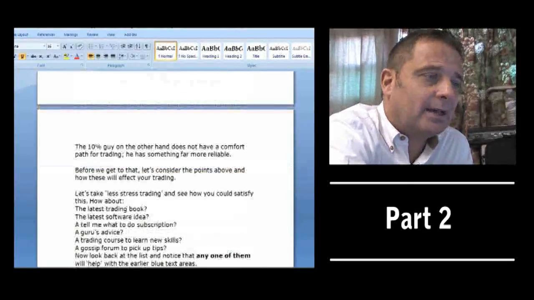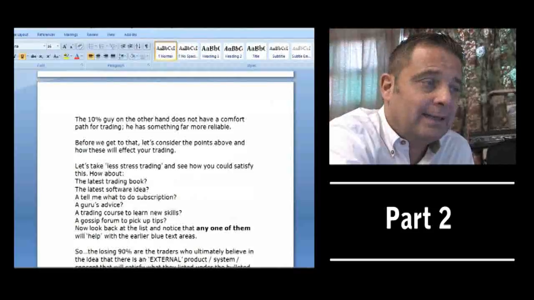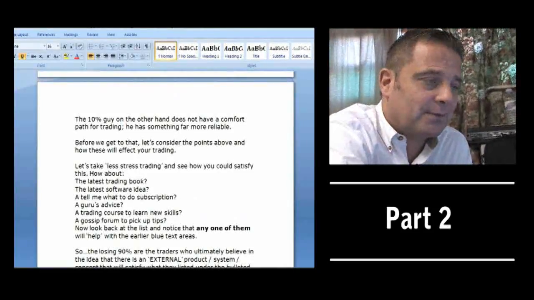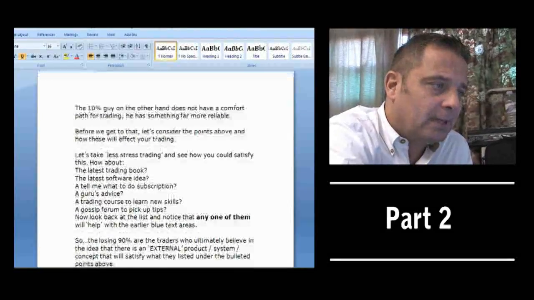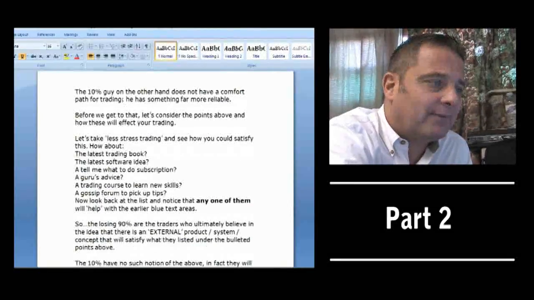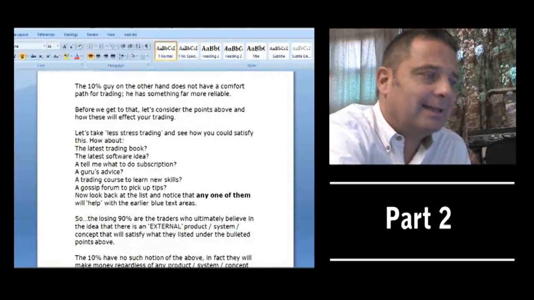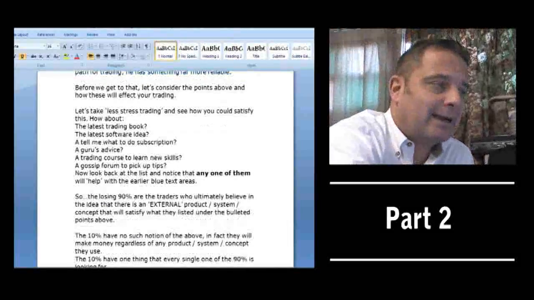The 10% guy, on the other hand, does not have a comfort path for trading. He or she, and I keep saying that because obviously it's a he here, but he or she has something far more reliable. Before we get to that, let's consider the points above and how these will affect your trading. Let's take less stress trading and see how you could satisfy this.